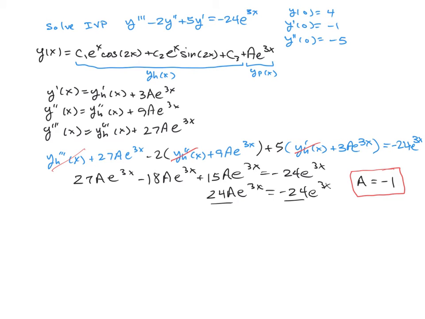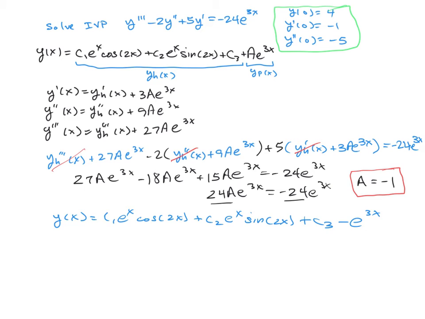All right, so the next thing for us to do is focus our attention on the initial value problem. We now know that y of x is c1 e to the x cosine 2x plus c2 e to the x sine of 2x plus c3 minus e to the 3x. Now we have to go through and sadly take the first and second derivatives to impose our three initial conditions. So we need to first get y prime and then get y double prime.